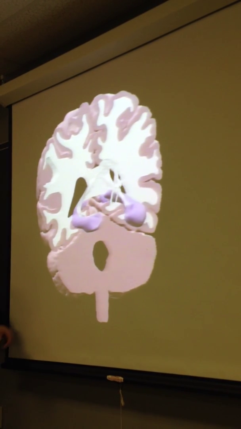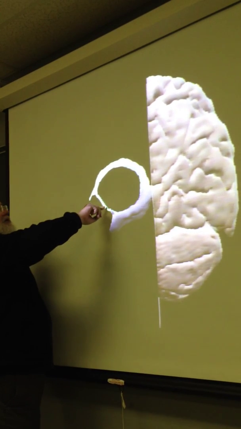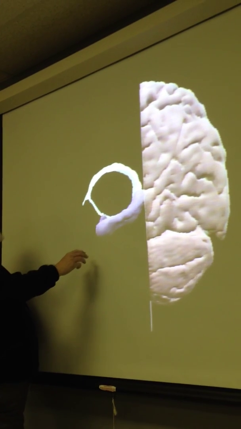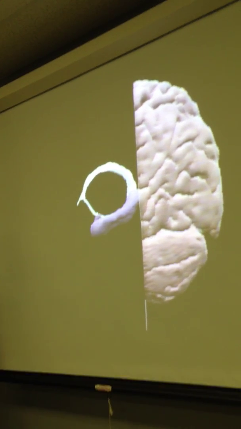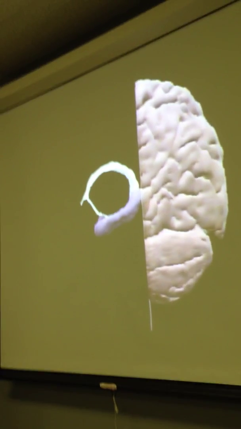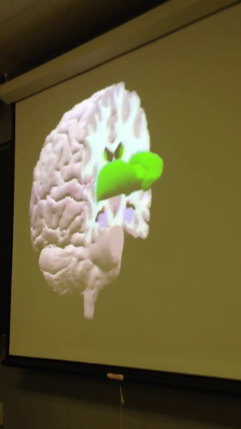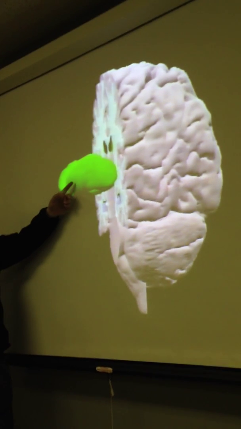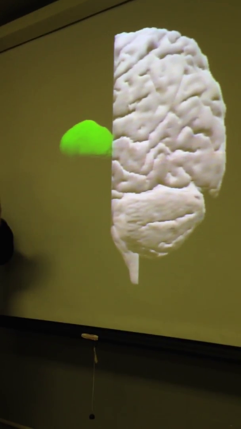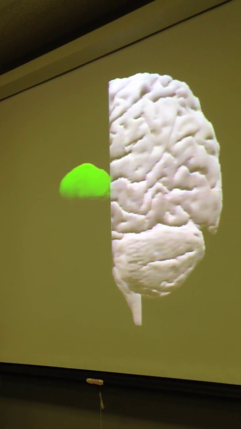Okay, now here we can see this is the fornix. There's actually two parts of the fornix. It bifurcates here. And this is the hippocampus. Okay, here we can see the putamen, and inside it was the globus pallidus. That's lentiform, right?